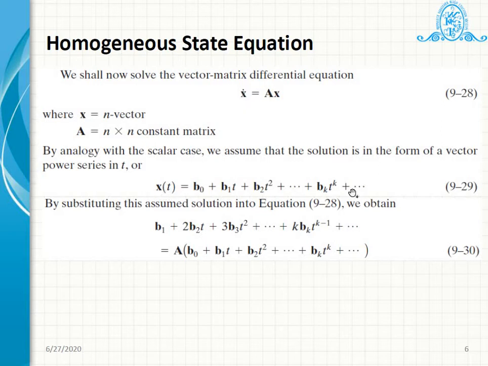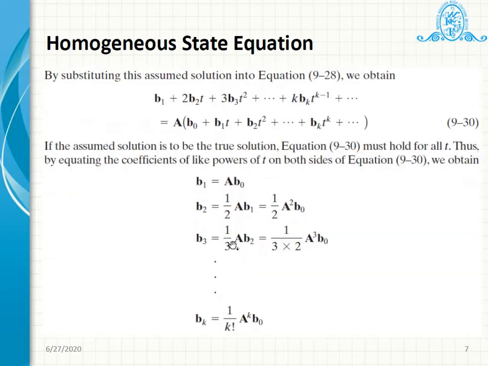the derivative of this term. If I take the derivative of this term, b0 will be removed, since the derivative of this constant will be 0. This will be b1 plus 2 b2 t, then 3 b3 t square and so on, k bk t raised to k minus 1 and so on. This is x dot and x is this value. So substituting here we can get it in this form, right? Again we will compare the coefficients.